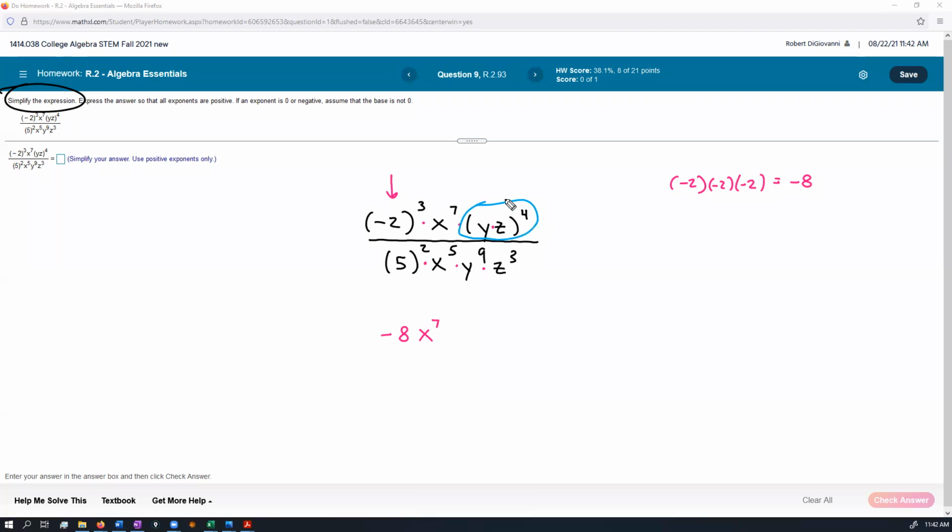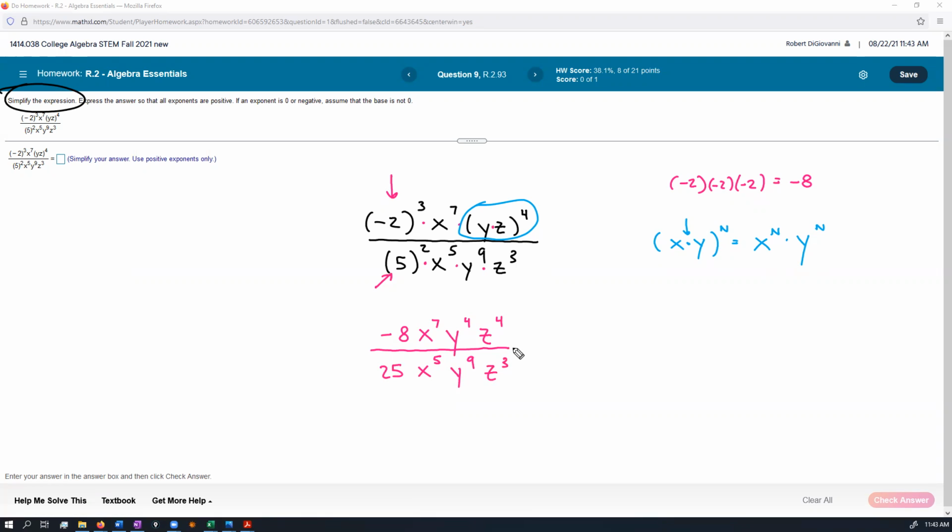To do that, I'm going to use a property that if you have two things being multiplied and you raise those to a power, now this only works if you have multiplication in here, then that just turns into x to the n times y to the n. So you can apply this power to both of the factors. So what I can do here is apply the 4 to the y and the 4 to the z. So it's going to become y to the 4th, z to the 4th. And then over, let's see, I can do the 5 squared. 5 squared is 25. Then x to the 5th, y to the 9th, z to the 3rd.